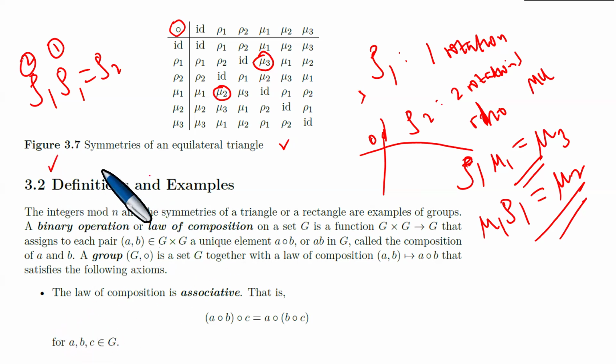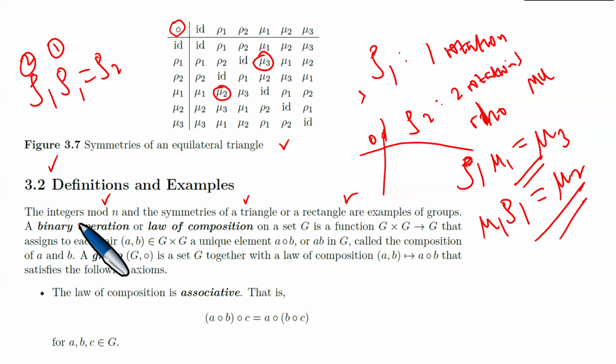Now let's do some definitions and examples: the integers modulo n and the symmetries of a triangle. First, we did the integers modulo n, and we did the symmetries of a triangle, not only of a triangle but also of a rectangle, as examples of groups. In the Cayley table here, we're able to see inverses, like the inverse of ρ1 is ρ2. You look for the identity here. The inverse of μ3 is itself, μ3, because that's when you get the identity.